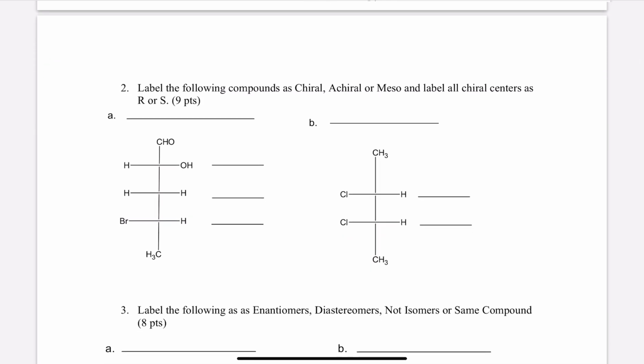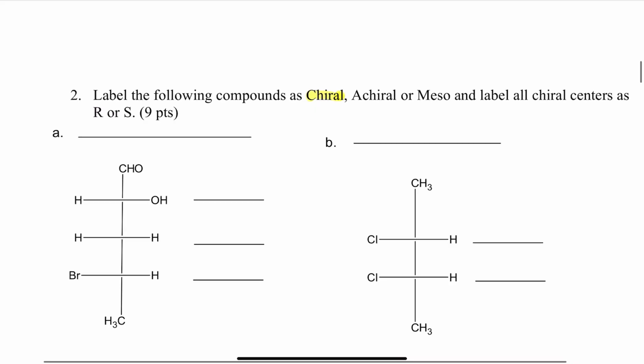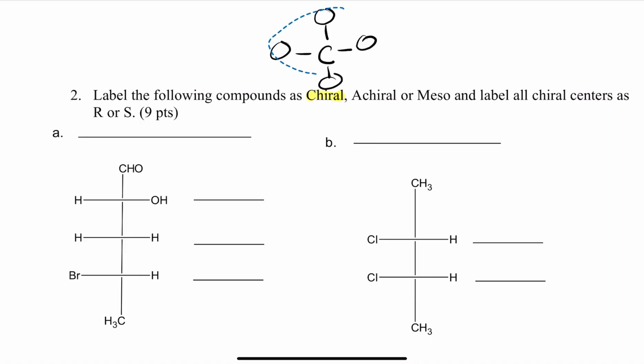So the very first thing you've got to think of is chiral. What does chiral mean? It means that there is a central carbon that's connected to 4 different things. And it doesn't have to be 4 different atoms, because it could be connected to 2 carbons, but those carbons are connected to different things. So we'll see an example of that.